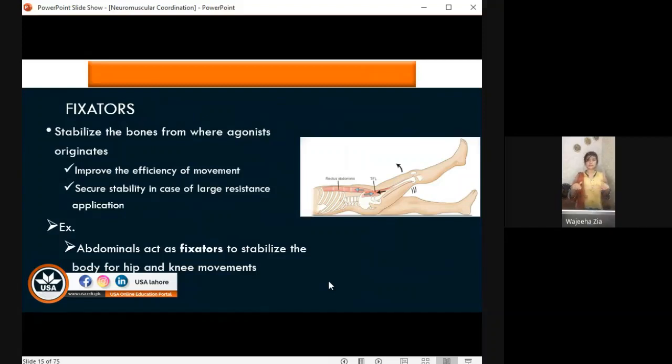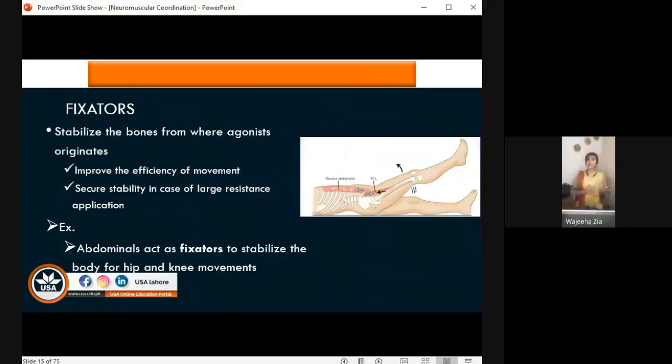You can see a person is lying. So he is performing the hip flexion. Hip flexion is by the hip flexors, the iliacus and the psoas major. But to perform the hip flexion, the trunk must be in a proper position. The stability of the trunk is required, which you can see is done by the abdominal muscles. So if I am moving the shoulder, my trunk must be stabilized, must be fixed in a proper manner.